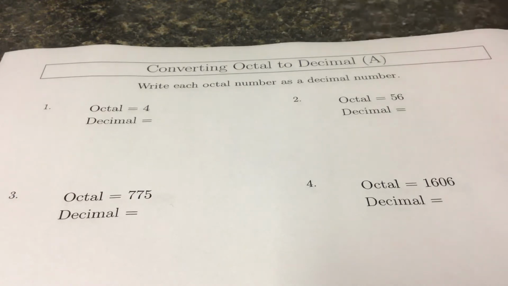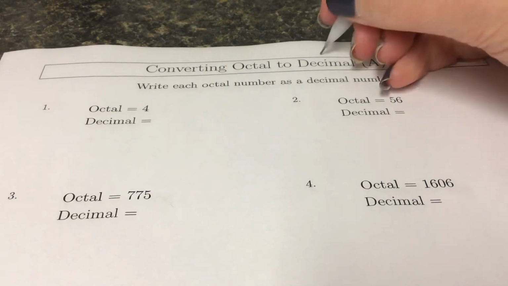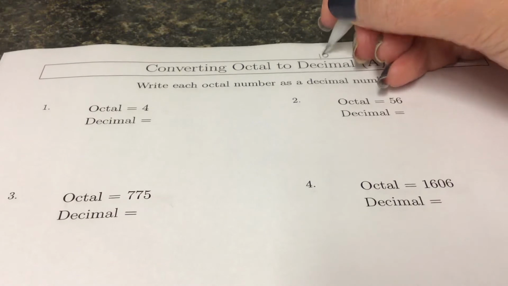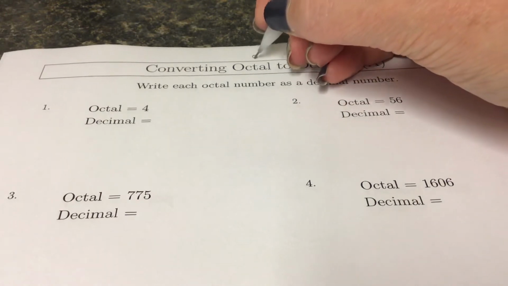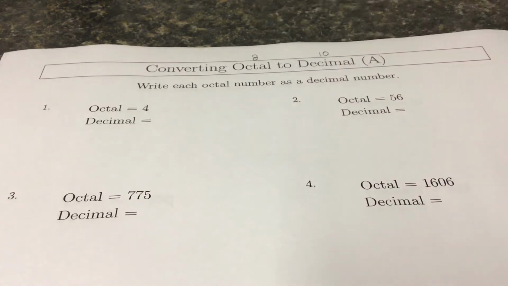Remember that decimal is our regular base 10 normal numbering system, and octal, like an octagon, is base 8. Okay? So we've talked about binary systems before and how the binary system was exponents of 2. The octal system are exponents of 8.